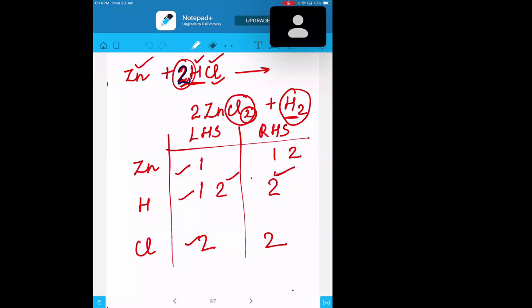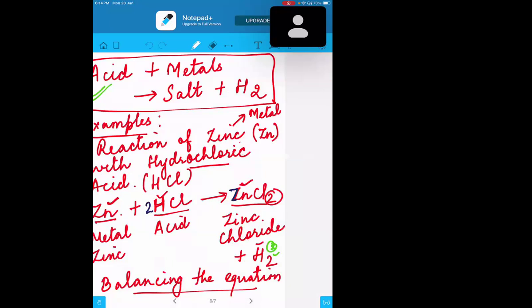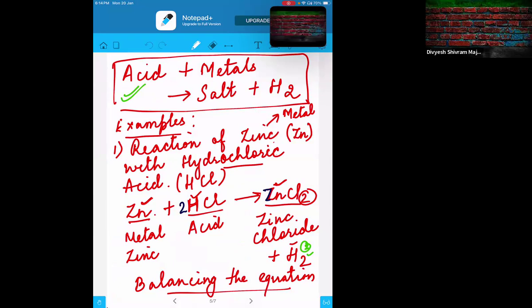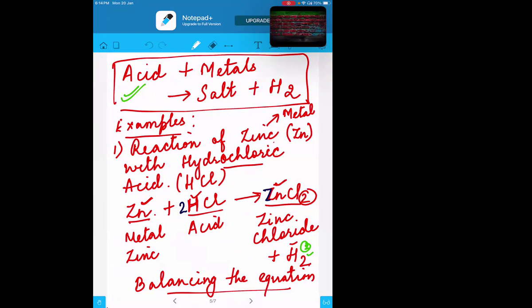All right. Now, what happened when we talk about this reaction where I told you the zinc will be reacting with hydrochloric acid, the salt is formed, and the name of the salt is zinc chloride. Zinc chloride. Now, in this case, the hydrogen which has been formed will be coming out in the form of bubbles.